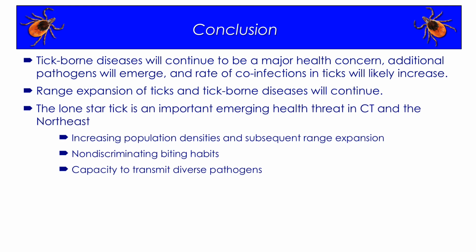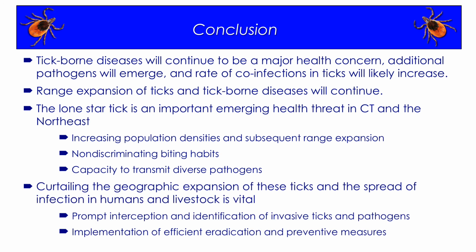The Lone Star tick is an important emerging health threat in Connecticut and the Northeast because of increasing population densities and subsequent range expansion, its non-discriminating biting habits, and its capacity to transmit diverse pathogens. Curtailing the geographic expansion of these ticks and the spread of infection in humans and livestock is vital to prompt interception and identification of invasive ticks and pathogens, and to implement efficient eradication and preventive measures.